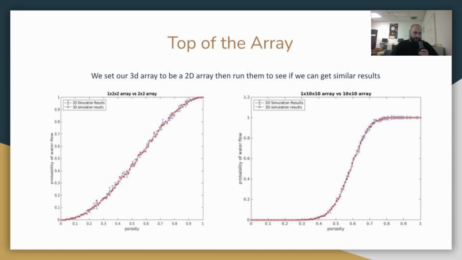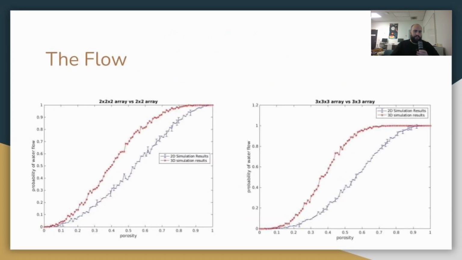It almost looks like I just ran the 2D simulation twice, and I made sure to do it with different numbers, and it just always matched up amazingly well. And so from there, I was like, okay, time to step up the next test, and that is to actually run a 3D array compared to a 2D array.